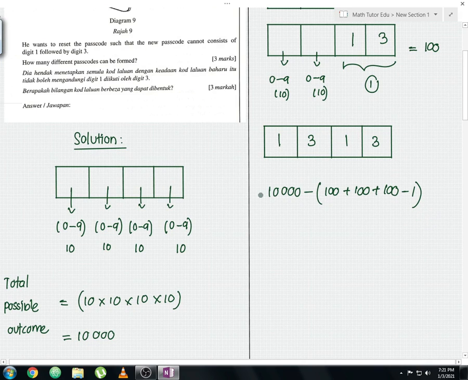So from here you calculate this 10,000. 100 plus 100 plus 100, you get 300. So 300 minus 1, from here you get 299. So 10,000 minus 299, from here you should get your answer, which is 9,701 arrangements of the passcodes you can form. Let me underline the solution.